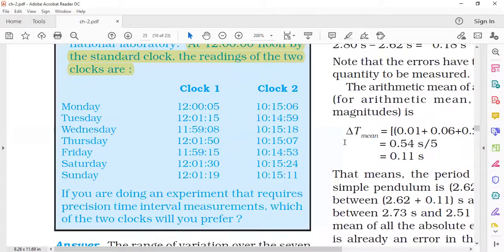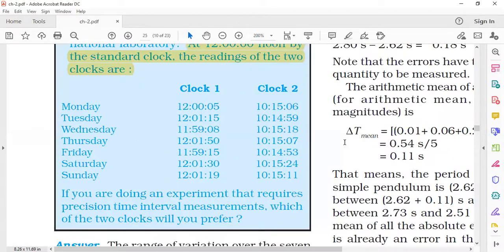Then I had 10:15:07, 10:14:53, 10:15:24, and 10:15:11. Let me cross check. It is 10:15:06, 10:14:59, 10:15:18, 10:15:07, 10:14:53, 10:15:24, 10:15:11. Similarly, for clock 1: 12:01:19, 12:01:30, 11:59:15, 12:01:50, then 11:59:08, 12:01:15, 12:00:05.